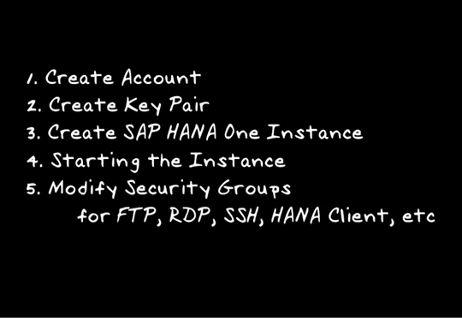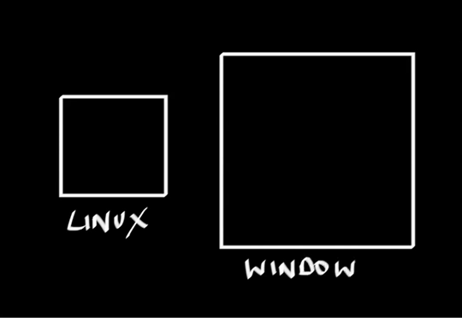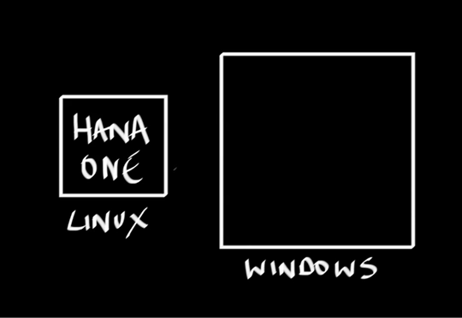So just to review what we've got, we're going to have two boxes. We're going to have a Linux box and we're going to have a Windows box. I'm only making this bigger because we're going to install a series of client tools on it. So this is our Linux box and this will be our Windows box. Now the Linux box is going to have SAP HANA 1 installed. So this is the box we're configuring now, which is obtained from Amazon Web Services.